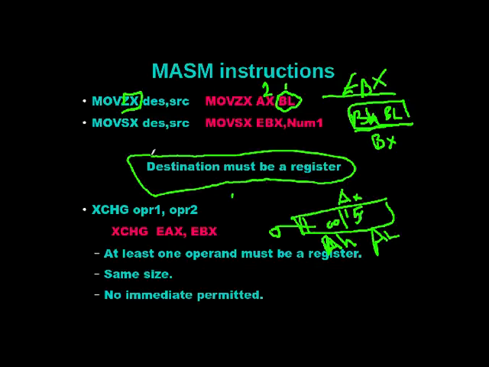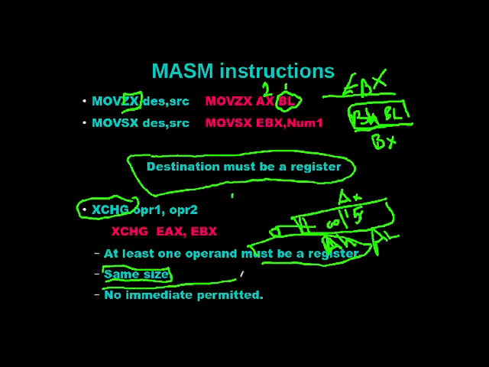We have the exchange, operand 1, operand 2. It's like saying move EAX to temporary, then move EBX to EAX, then move temporary back to EBX. This is the exchange command, so we don't lose one of those values. And actually you can do it in 3 moves. At least one operand must be a register. This is one of the conditions. They have to be the same size.